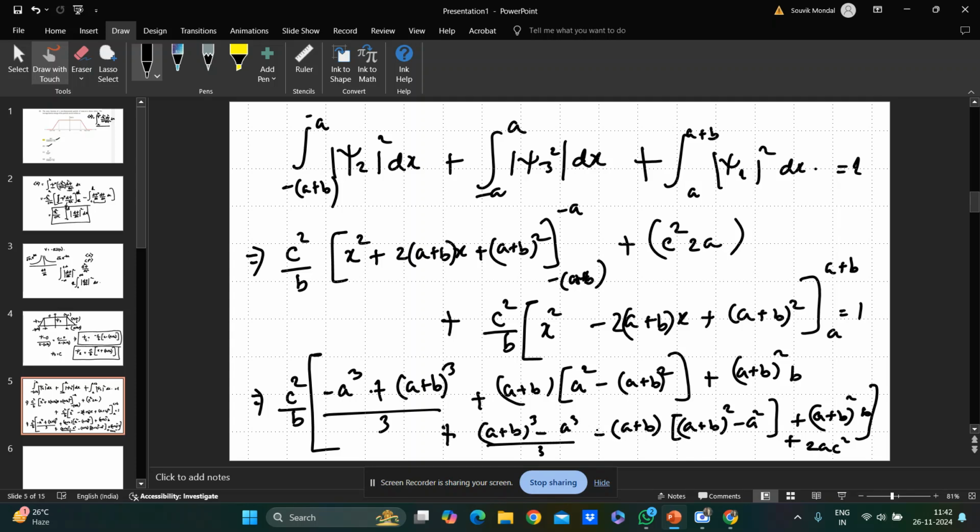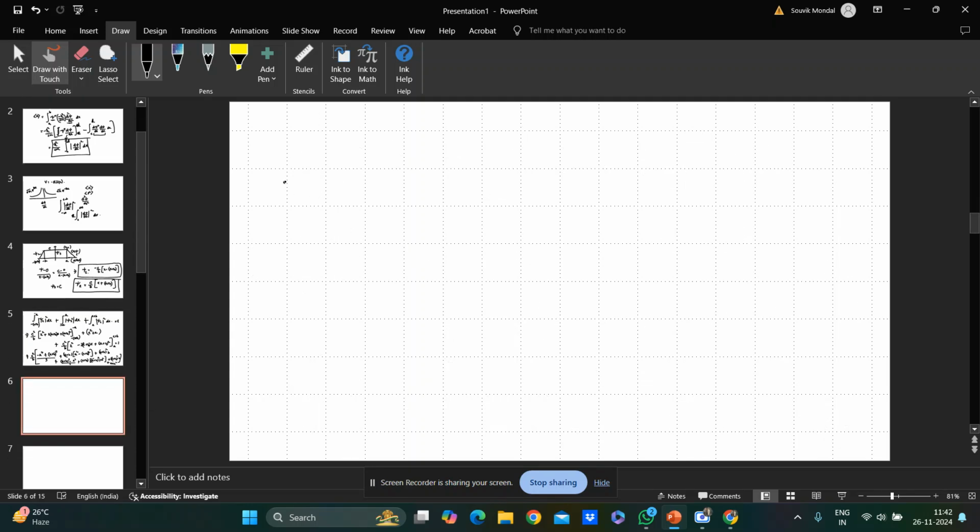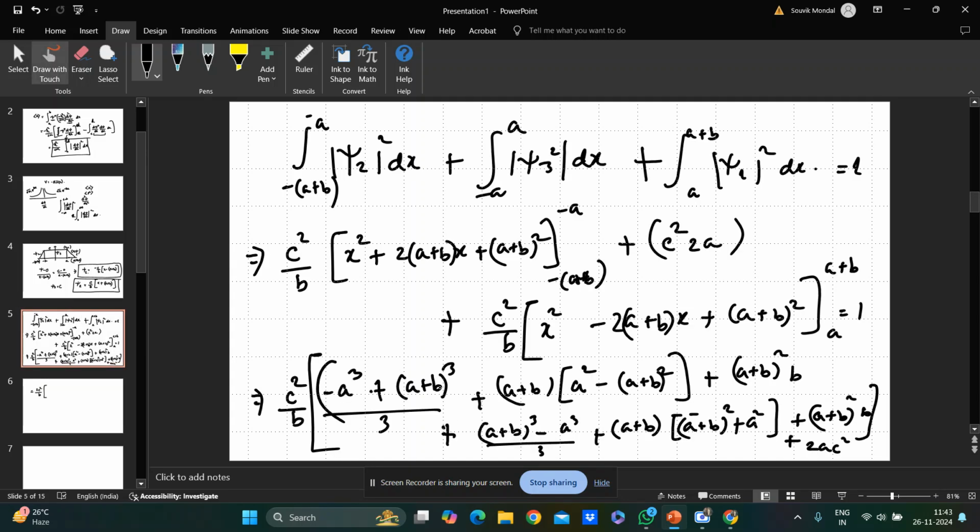Okay, so let me make it plus, let me make it minus, let me make it plus, change the sign. Okay, so now all the things are same, so 2c square by b. So all the terms are same. This term and this term are same. This term and this term are same. This term and this term are same. So let us take a 2 common.